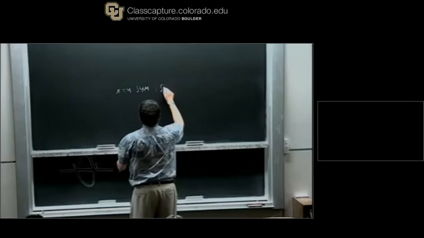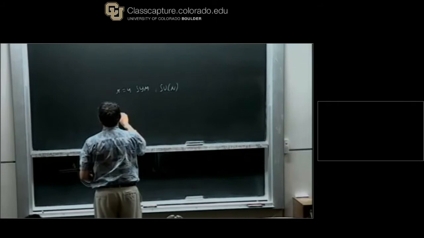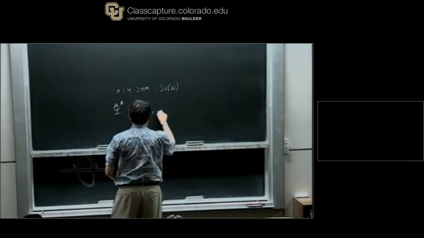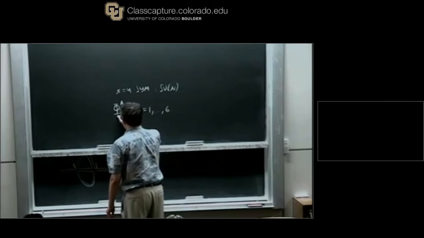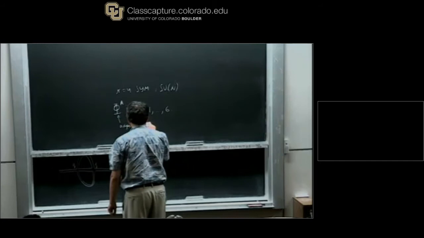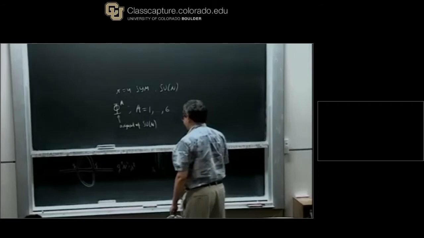with SU(N) gauge group, we have these fields phi A, right, where A goes from 1 to 6, and each of them is in the adjoint representation of SU(N). And this is the case 't Hooft originally considered in his classic paper on large N limit.